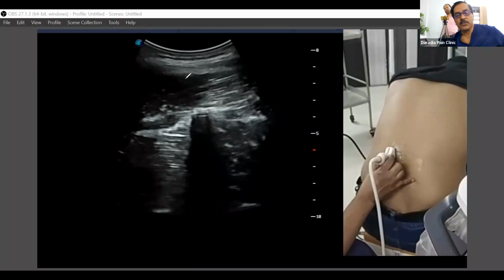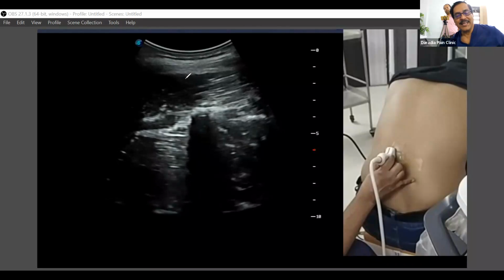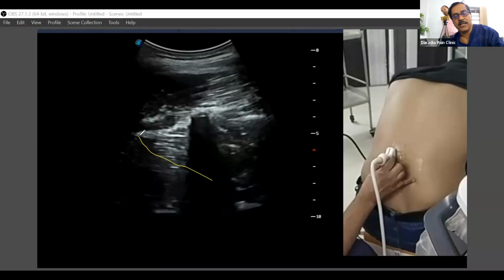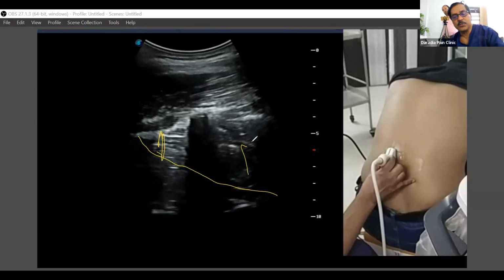And you can see after the psoas, the peritoneum is moving below the psoas. Another very important thing is the depth of the psoas muscle and the thickness of the psoas muscle. If you go more proximally, the depth is less, and if you go more distally, it is more. So here you can see this psoas is like this. That means here the depth of the psoas is less, and here the depth of the psoas is much more. You see the peritoneum is moving, peritoneum here and here.